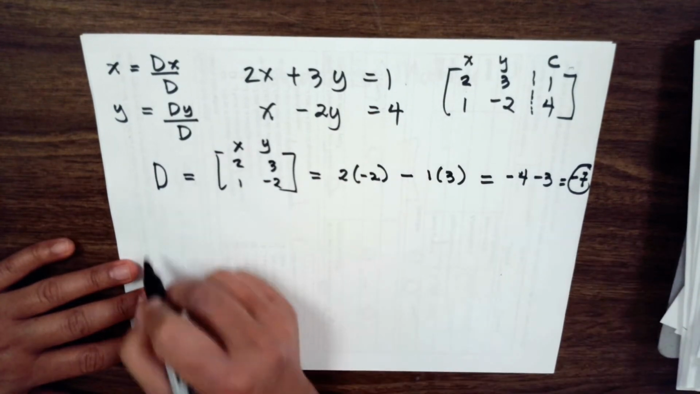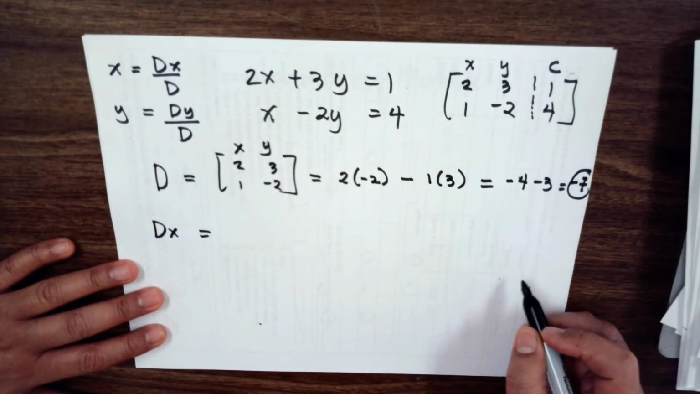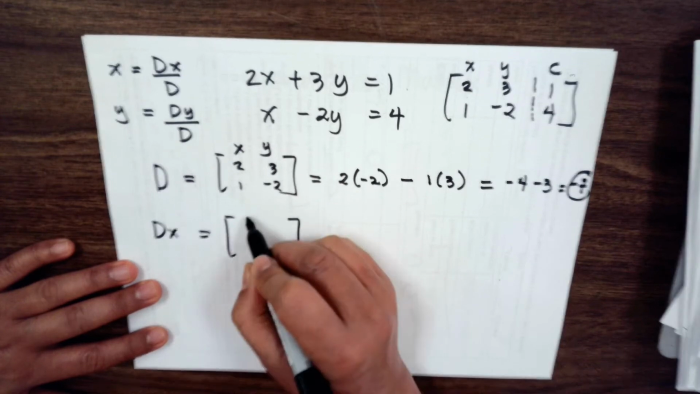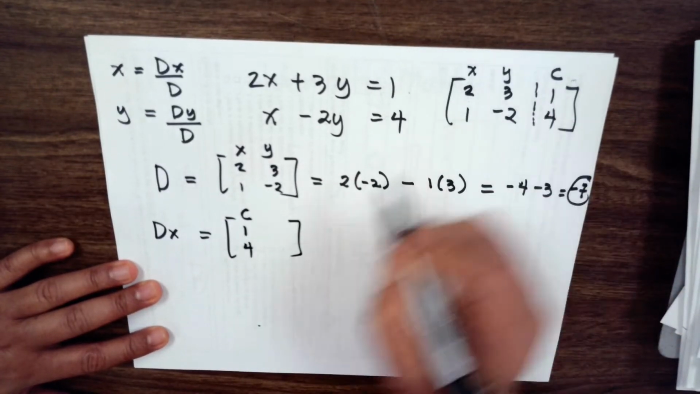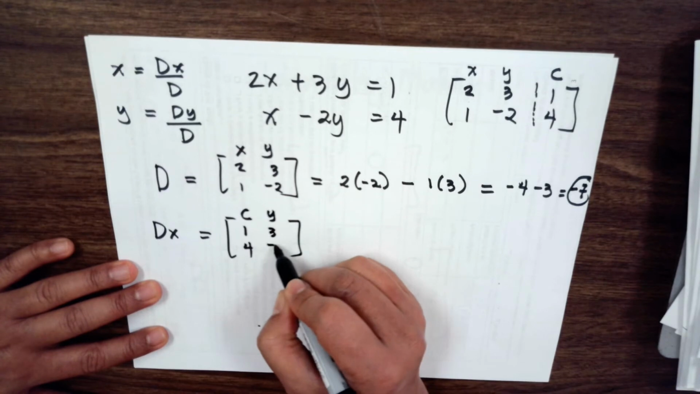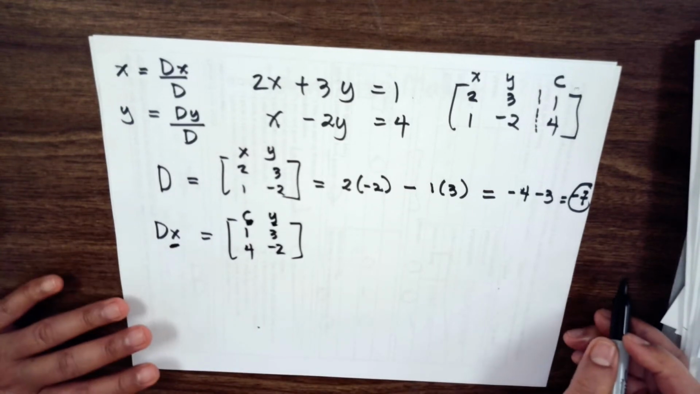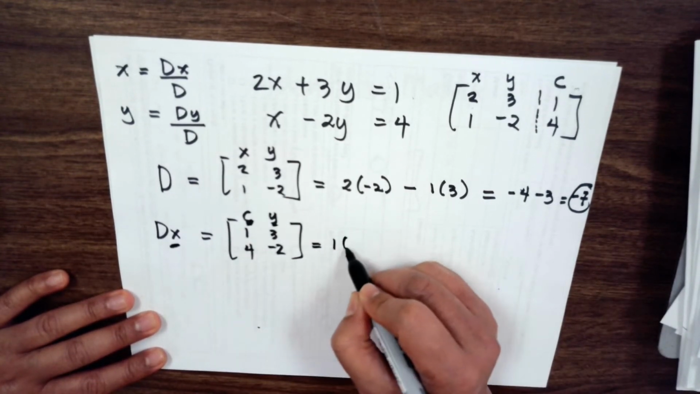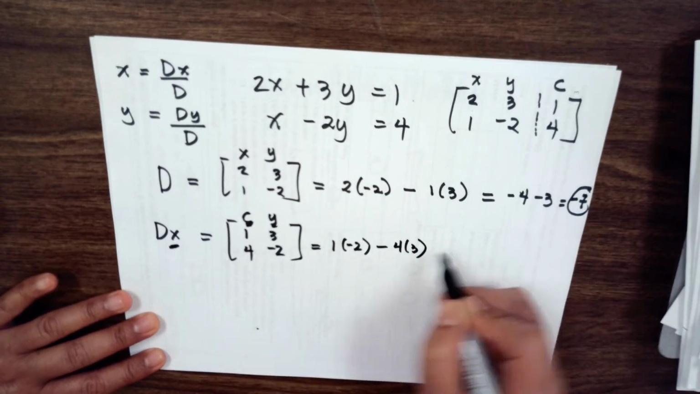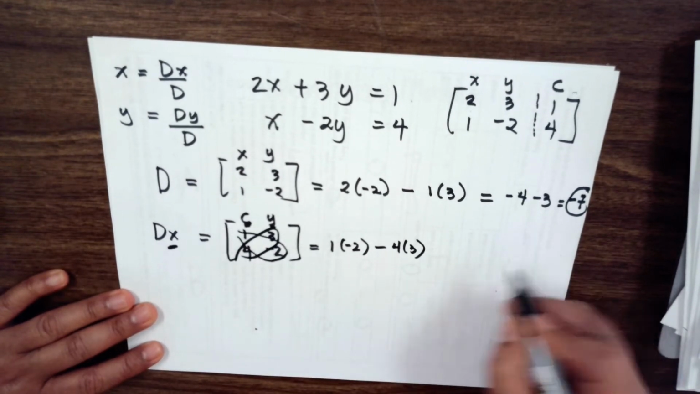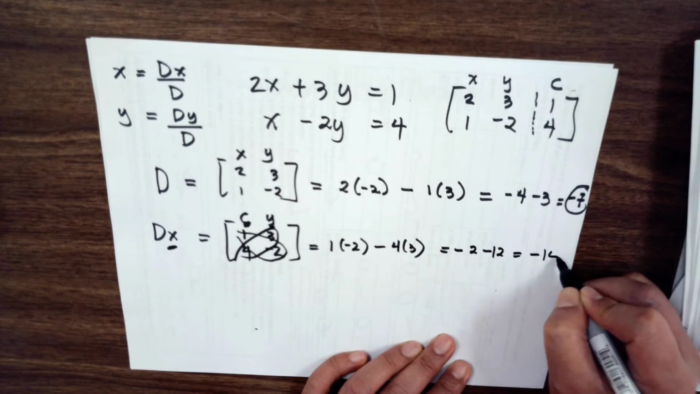Alright, now we would like to find Dx, so that if we divide Dx by D, we can identify the value of x. So what happens here is that in place of the x term, we will put the constants, and that would be 1, 4. And in place of the y term, it would still be the same. So as you can see, I have 3 different letters, x, y, and c. Alright, so we take the determinant, so 1 times negative 2, down first, and then go up, 4 times 3, equals negative 2 minus 12, which gives us negative 14.